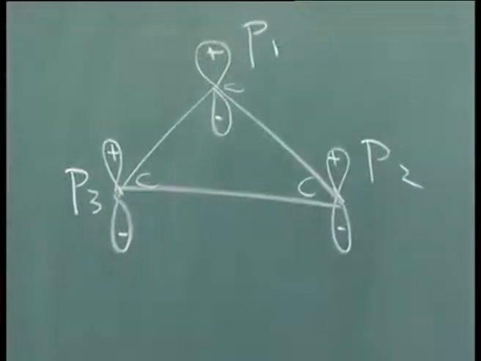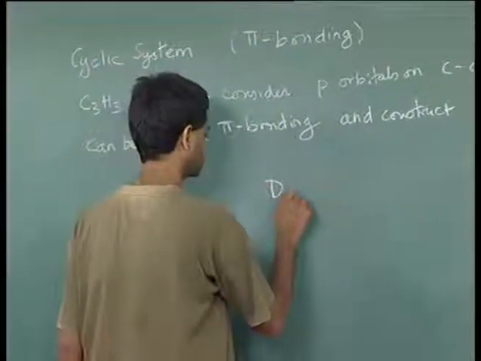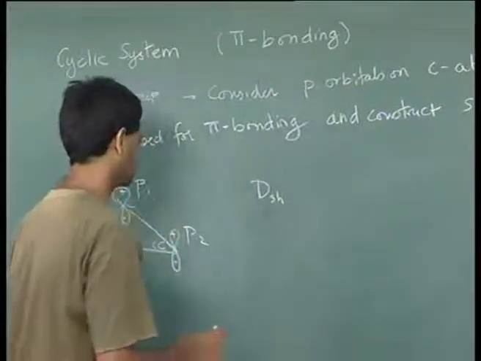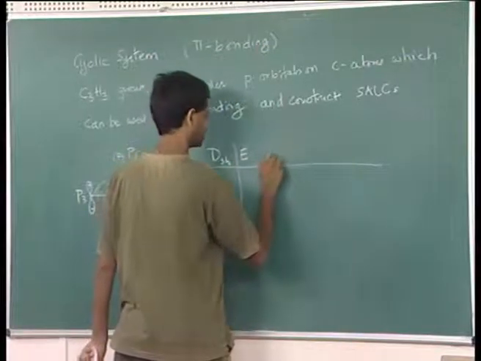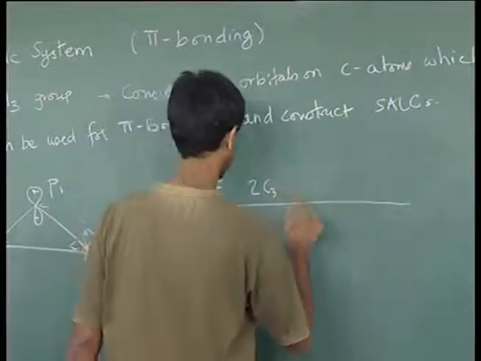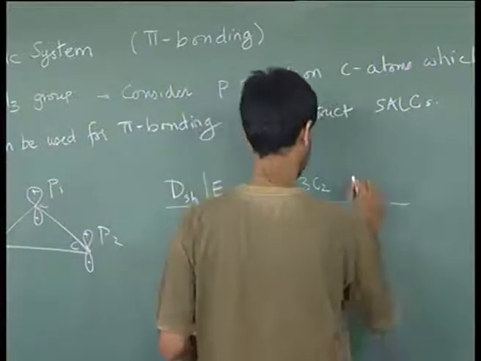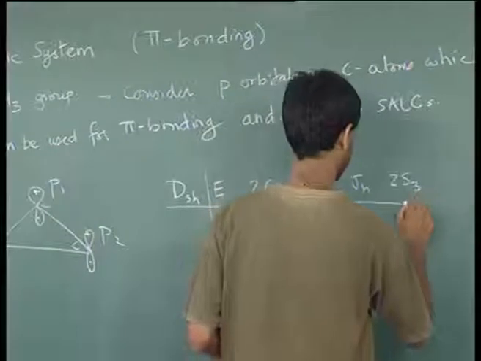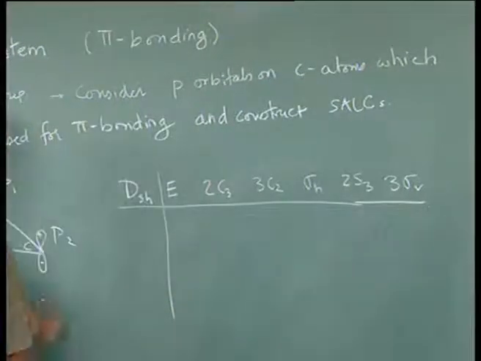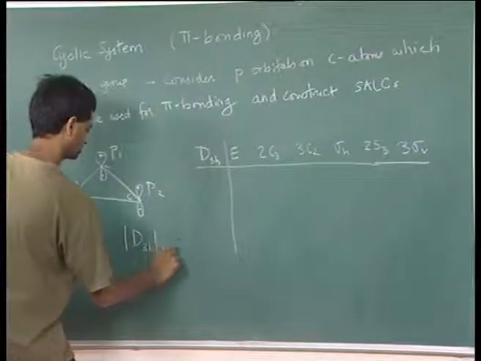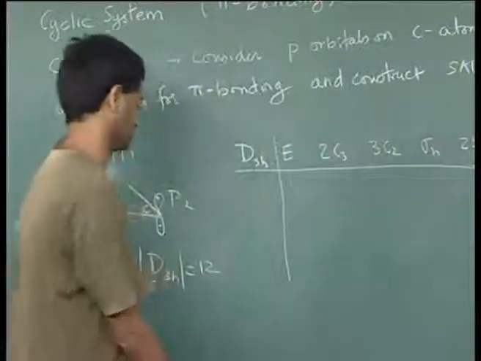Now this unit has symmetry D3H. D3H has the following classes: identity, 2C3, 3C2, then sigma H, 2S3 and 3 sigma V. The order of the group is 12, and it has 6 classes corresponding to 6 irreducible representations.